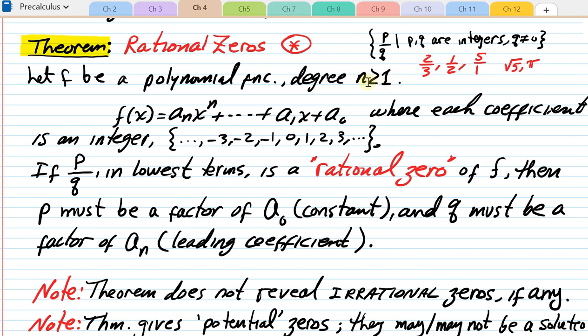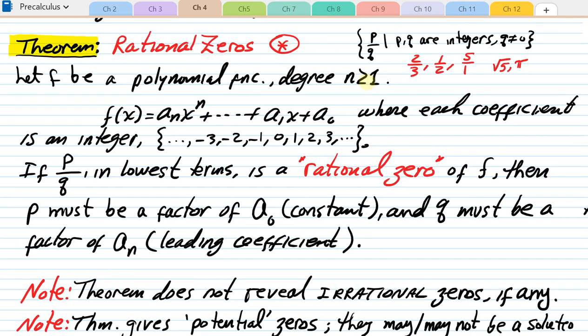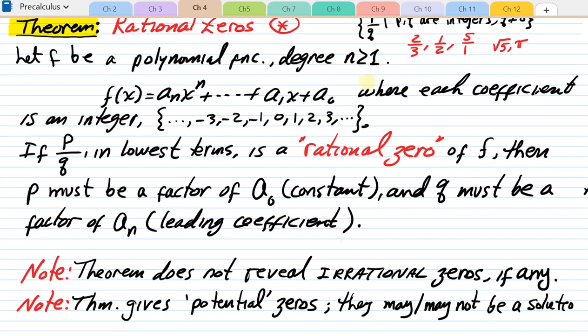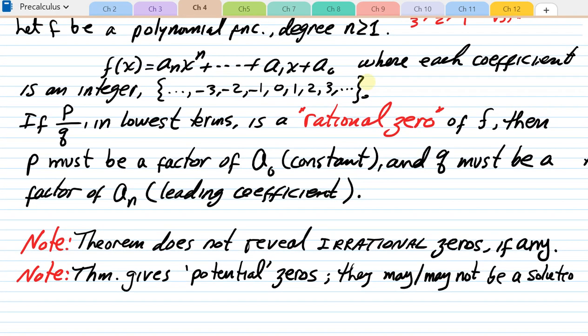Now, the theorem, very interesting. Here's how the theorem works. The theorem reads, let the function be a polynomial function of degree at least 1. What I have here is the general form: f of x is equal to a sub n times x to the n plus all the way down to the constant. Those coefficients must be integers, and I have a review of integer numbers there for you. These are your counting numbers, like 1, 2, 3, and their opposites, negative 1, negative 2, negative 3, and so on, including 0.